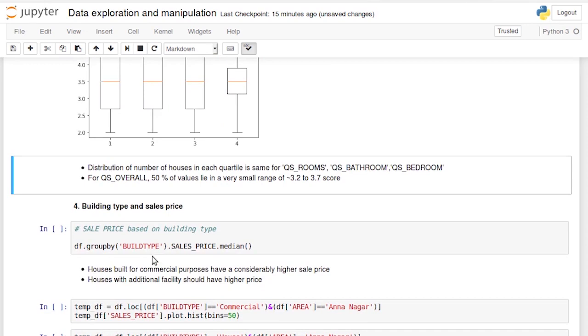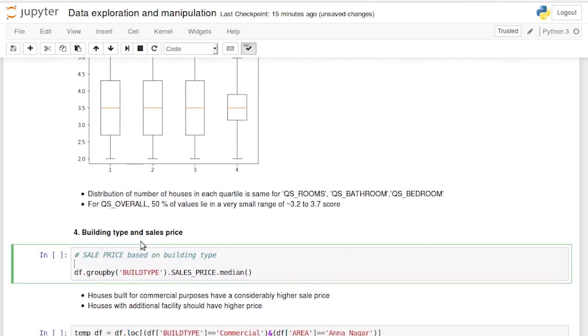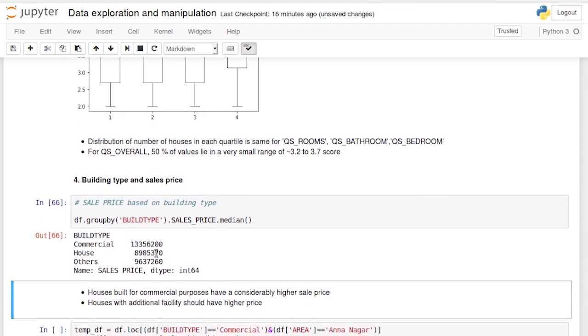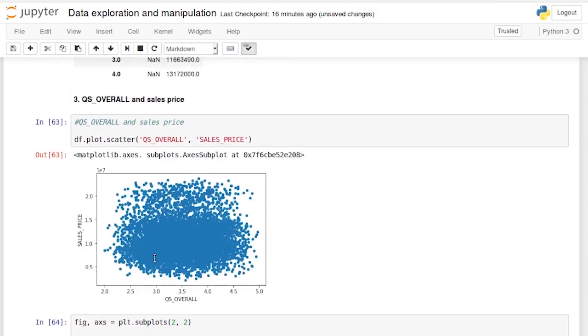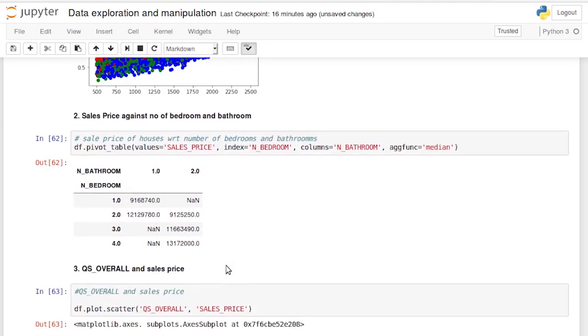Now, we looked at the building type and the sale price along with the interior area in a previous plot. Let's go ahead and create a table to identify what is the average sale price for different building types. So we can clearly see that commercial has a very high sale price, while houses and others have a comparatively lower sale price. And it was evident from the plot that we created here. So commercial has always fallen in a higher sale price range, and the two categories, others and houses, are in the lower sale price range.